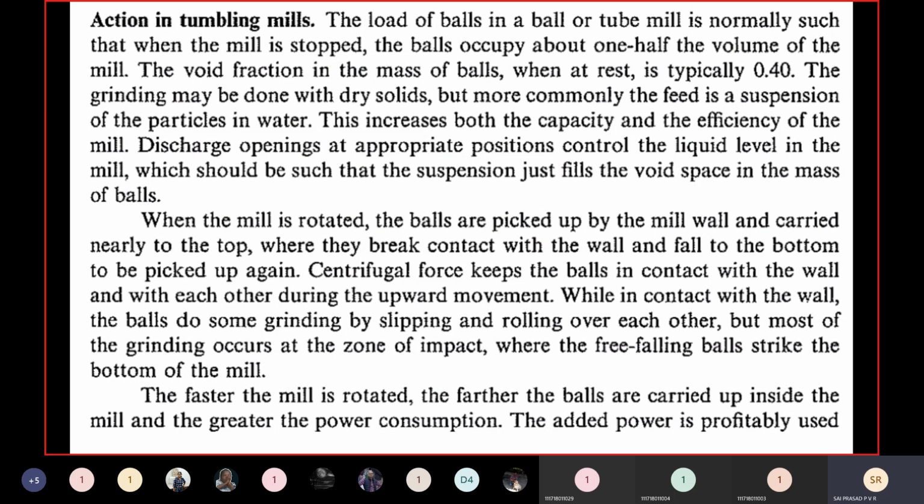So once you try to increase the speed again, what will happen? The point of contact will not break, because once you increase the RPM, the centrifugal force will be increased, and then the grinding medium will not detach from the top, and it goes around as it is. So this is called centrifuging, which is a very bad thing.